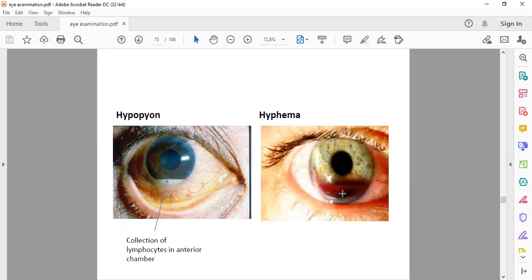And notice, this is hyphema. Hyphema means collection of blood. So blood is red in color. So you can see a red structure present in the lower half of the anterior chamber. So this is hyphema.